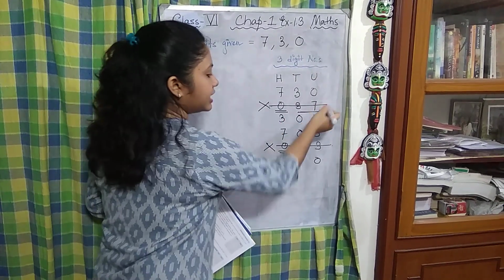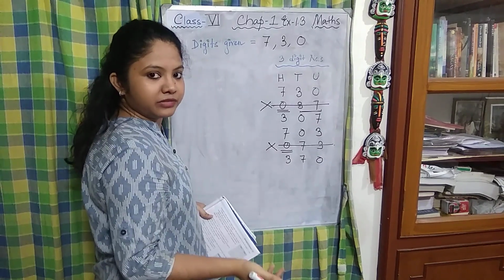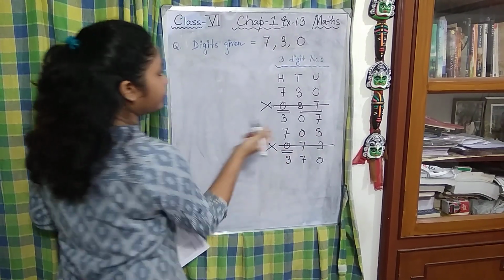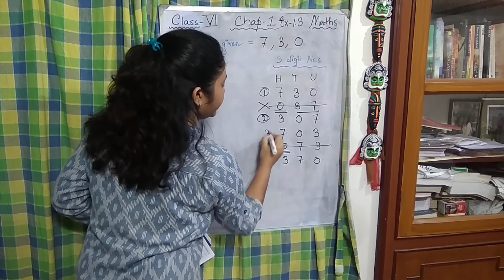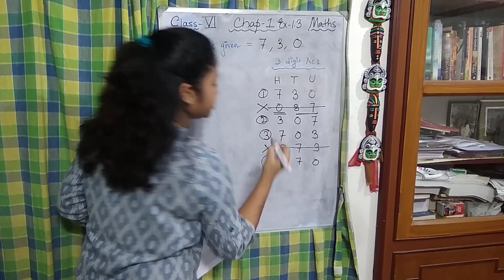Okay, 37, 73 it will be. So how many combinations will we get? We will get basically 1, 2, 3 and 4 combinations.